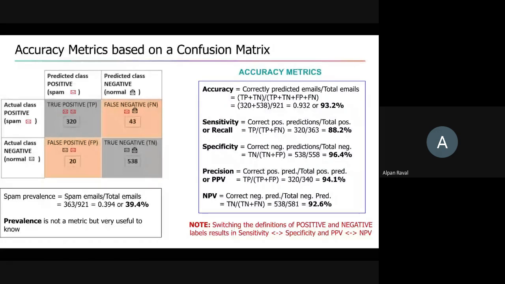Now you can see that each of these metrics exposes a different characteristic of your classifier, and we'll see this in the subsequent slides as well. All these metrics take different values, but they all measure in some sense an accuracy in different ways.